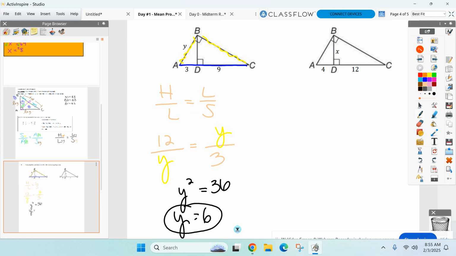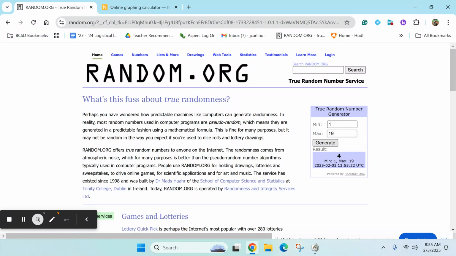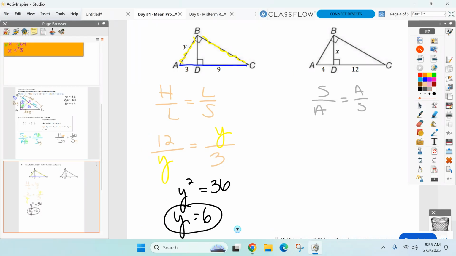Next diagram. Is the altitude involved? Is it labeled or do I have to find it? And the answer is yes, I need to find it. So now we're going to use SAS. S stands for? Jackson, S stands for? Pick one. Remember, segment is the 2 parts of the hypotenuse. 4. Yep, you could have started with 12, doesn't matter.